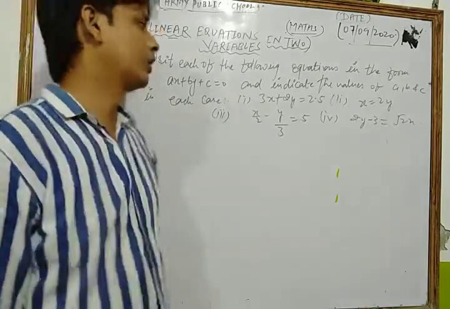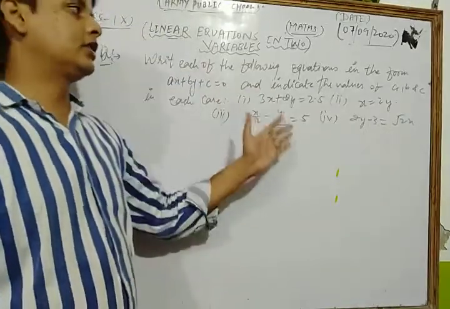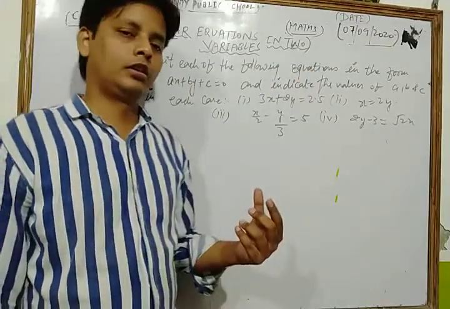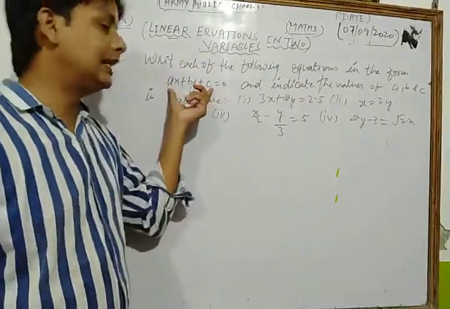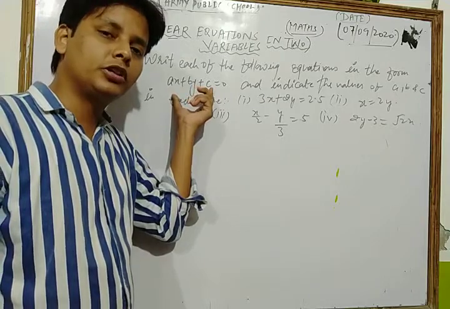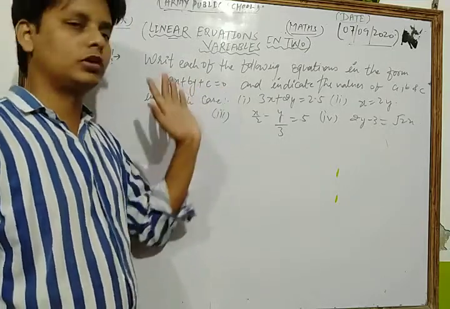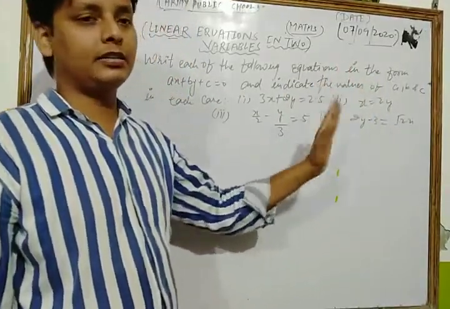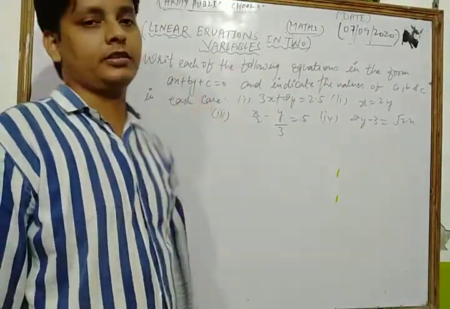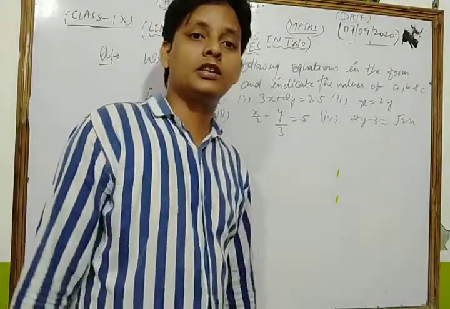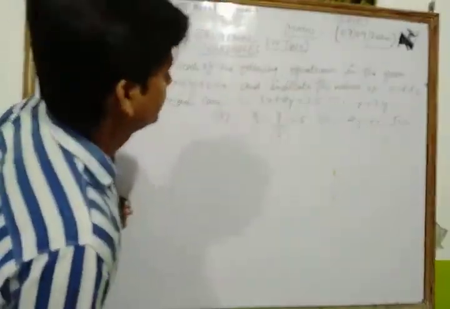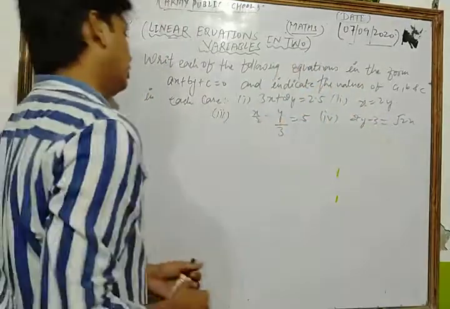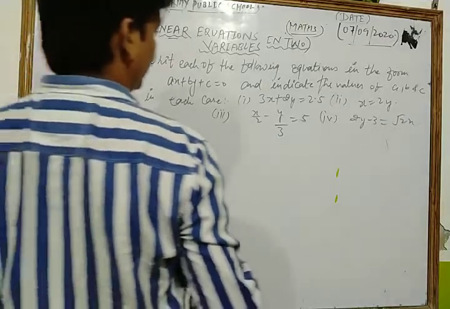Okay, dear students, this is the question here. Let's see once more. Write each of the following equations in the form of a linear equation in two variables, ax plus by plus c is equal to 0, and indicate the values of a, b and c in each case. Okay, now look at the solution of that type of question. Let's see.